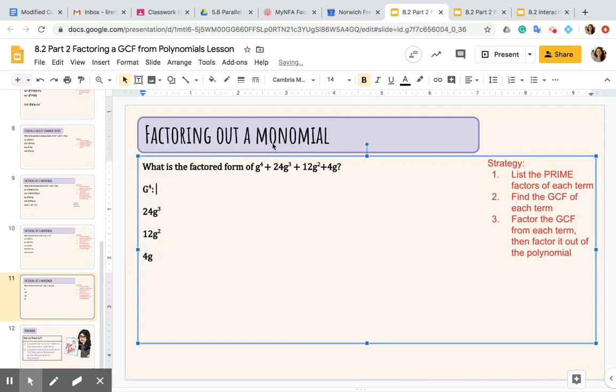And turn off the superscript. Stop capitalizing. There we go. So g to the power 4 is just g times g times g times g. 4 of them.